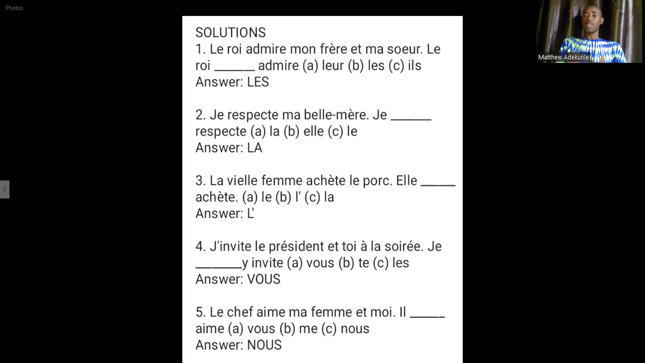Let's assume that I and my wife are doing something. If we are the subject, then we can use "I". But in this sentence, "me" is used because it is receiving the action. It is the chief who loves us. So, "il nous aime", d'accord? So the chief loves us, "il nous aime", because I'm part of the receivers of the action. Donc, on s'arrête ici.